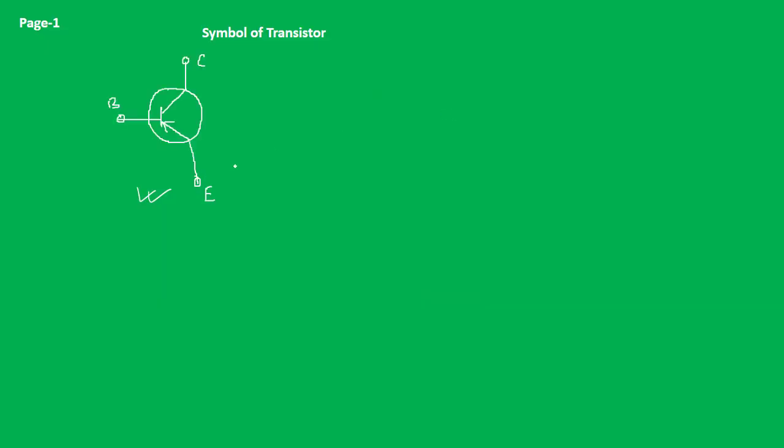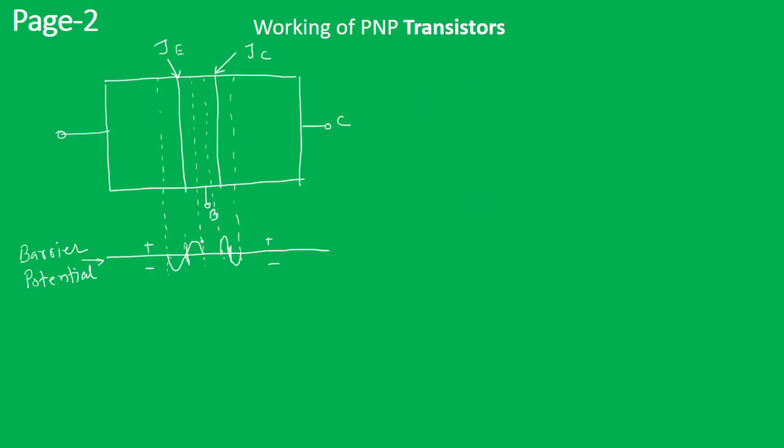So let us have a look at the symbol of the transistor. This is the symbol of the PNP transistor and this is the symbol of the NPN transistor. Now we are concentrating on the PNP transistor. Let us call it figure number 1, and when no bias is applied, just like we have discussed in the PN junction diode, here also we have a PN junction, that is the junction between emitter and base.